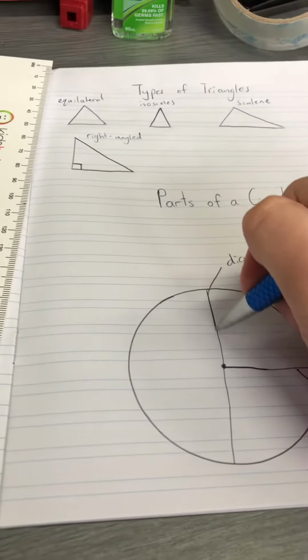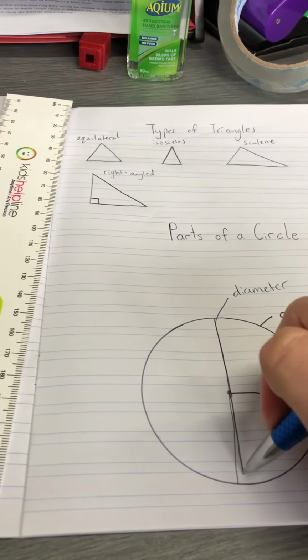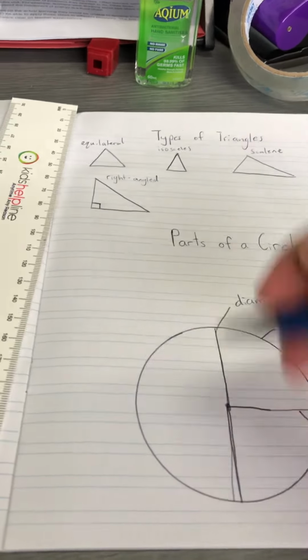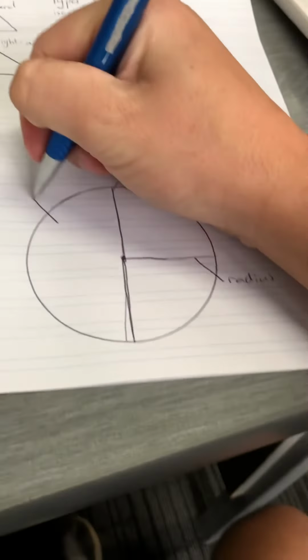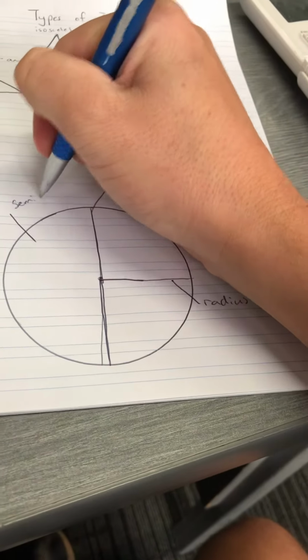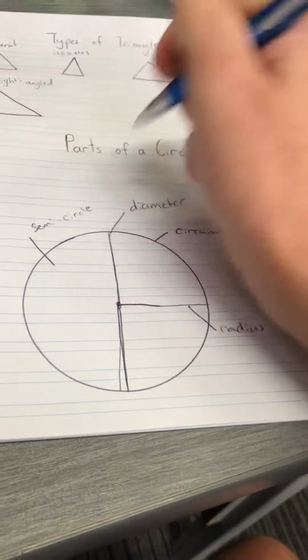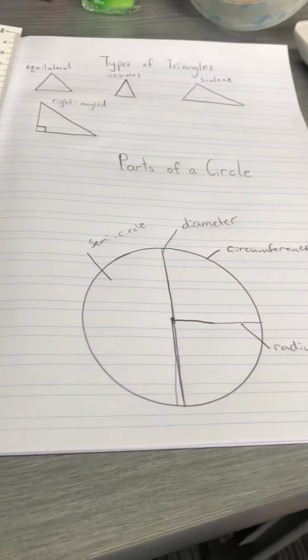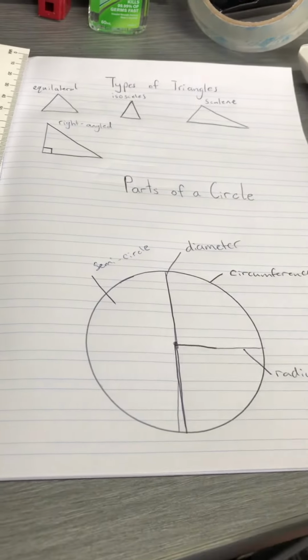Now, what you might also see there is if I cut my circle in half, a half cut circle has got a certain name. That is called a semicircle, when I've got an exact half of a circle having a 180-degree angle here.